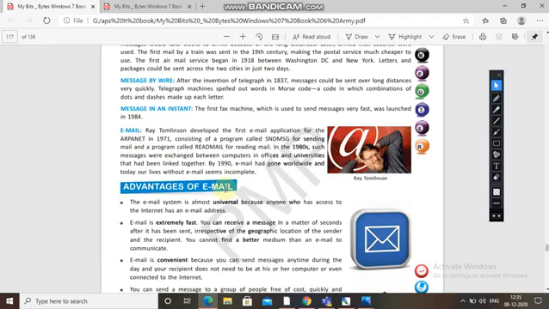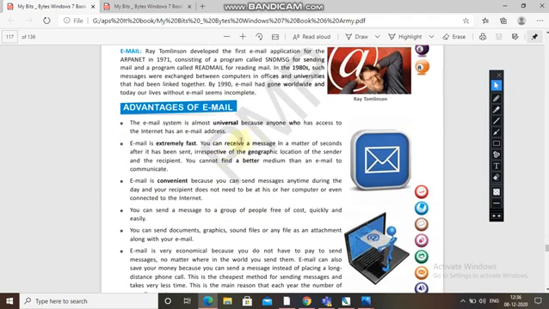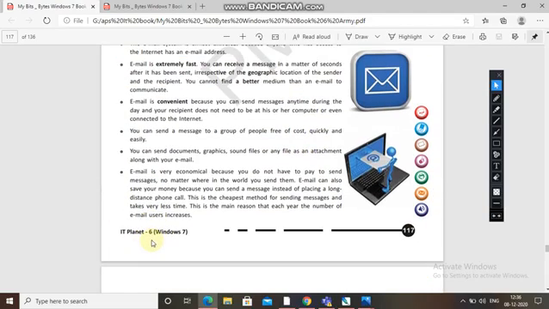Now next, advantages of email. You all know the advantages of email. It does not take much time, it is cheaper, not very costly, convenient to use, and very fast to send or receive messages. You can send a message to a group of people free of cost, quickly and easily. Email is very economical because you do not have to pay to send. For sending the email, you don't have to pay much. You don't have to pay a single penny. So this is also a good thing.